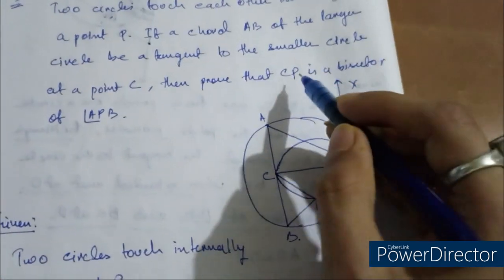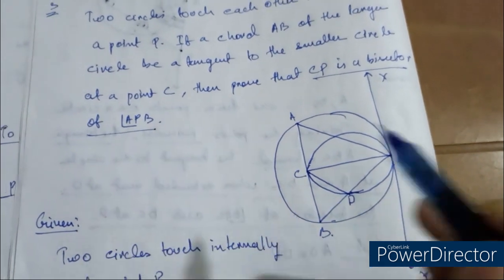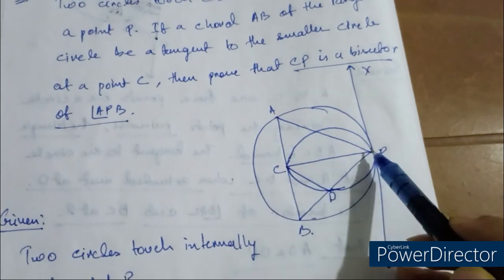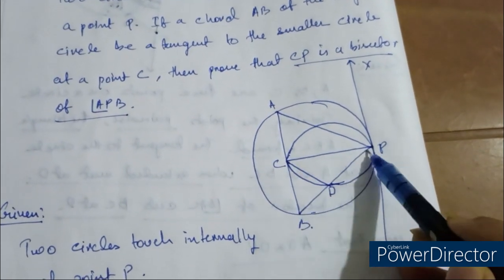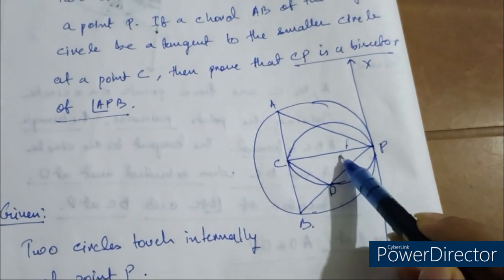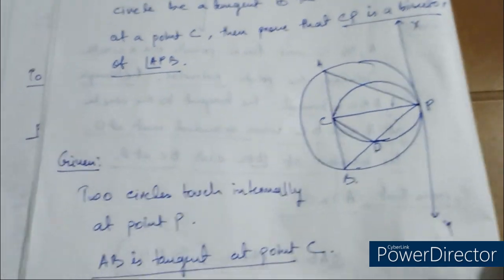To prove that CP is the bisector of angle APB. Okay, CP is the bisector. I have to prove that this angle is equal to this angle. I have to prove that they are equal. So now how will I do it?